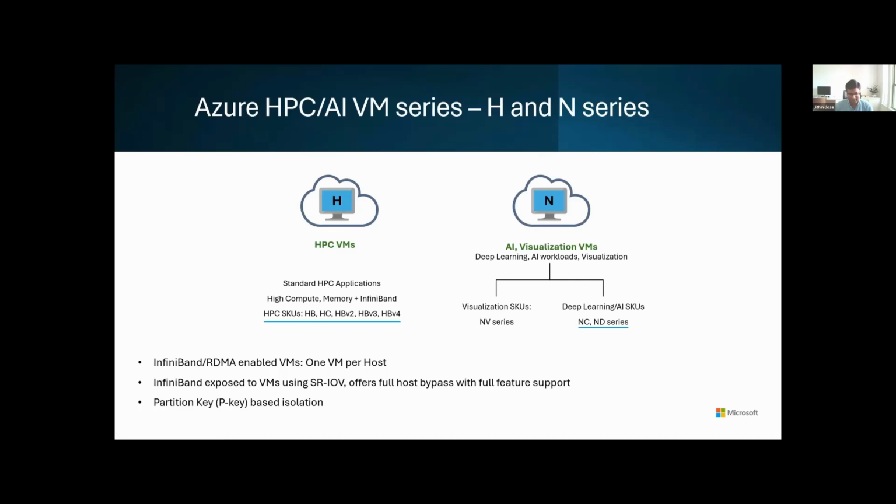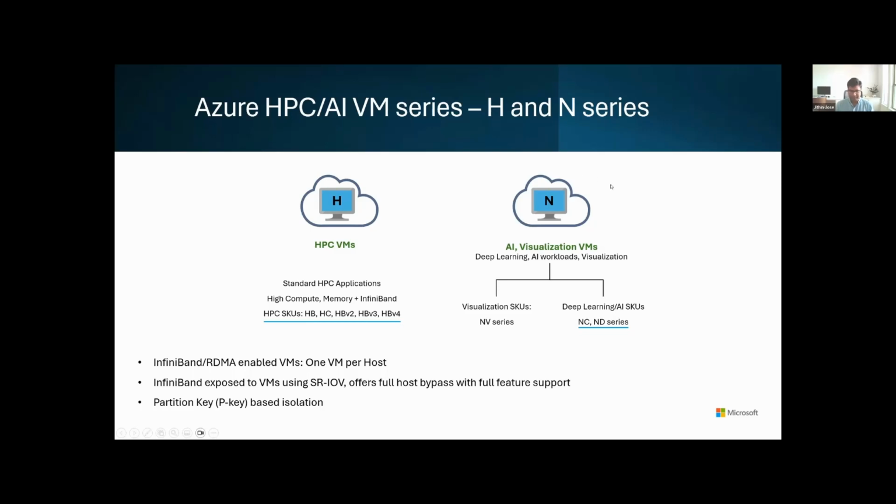Generally, if you look at Azure HPC/AI VMs, broadly those are classified into two, the H series and the N series. The H series is mainly targeted at traditional MPI workloads where you have high compute and high memory and InfiniBand as a backend network. And we have different SKU versions, starting from HB, which is the EDR, all the way to HBV4, which is the NDR clusters.